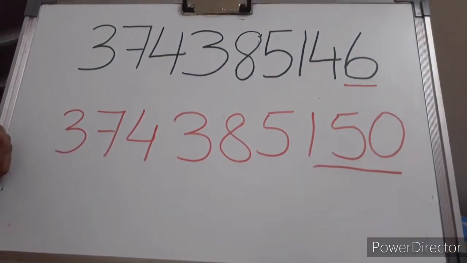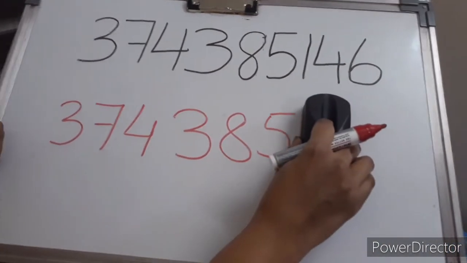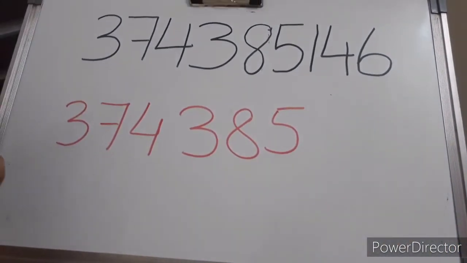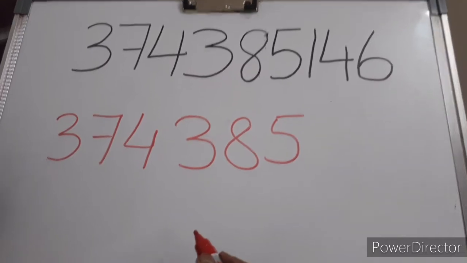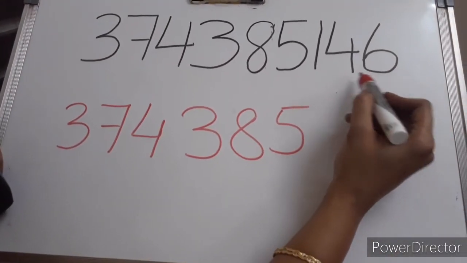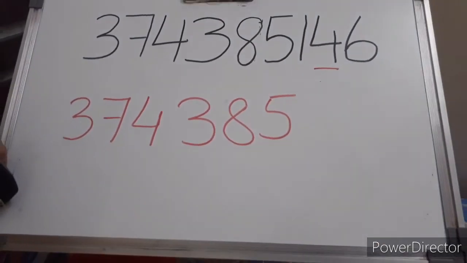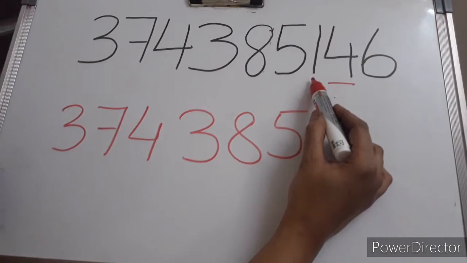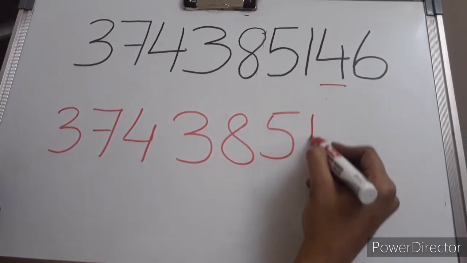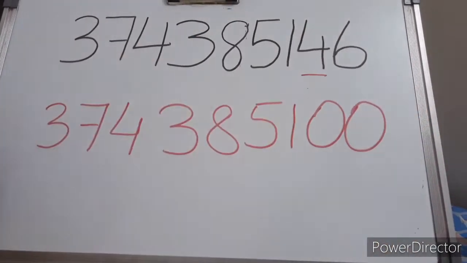Okay. Similarly, when we have to see nearest to 100 place. Nearest to 100 place means what do we have to examine? Tens place. So tens place means ones, tens. 4. 4 is less than 5. So we will keep this digit 1 unchanged, and we will write here 1, 0, 0.